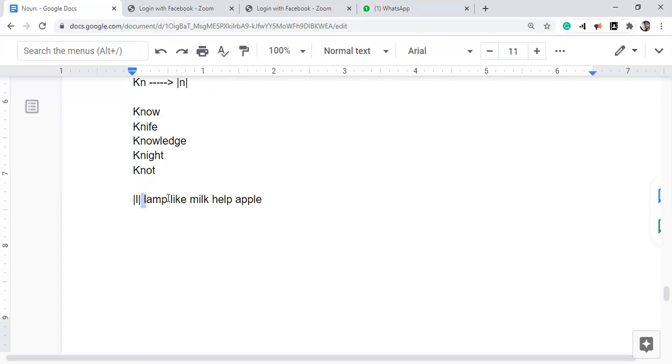You have to underline this. Jab aap likhoge apne book mein, when you write in your notebook, write it down and highlight this L sound. So repeat the sound. La lamp, la light, la milk, la help, la apple. Three times fast. Very good. Understood? Any doubt with this sound? No. Okay, you have to practice it at home, okay? So you will recognize it.